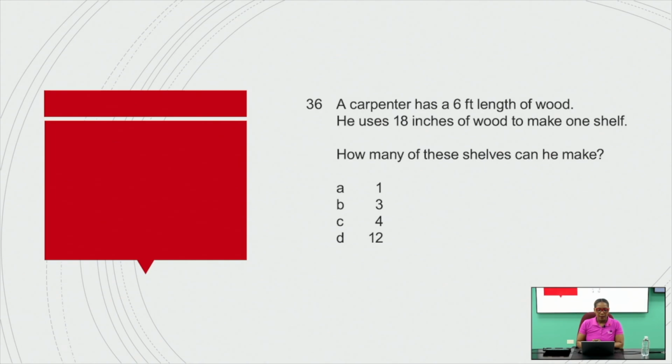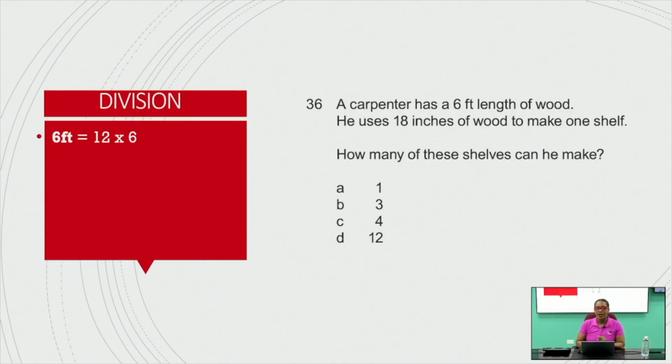We're getting there. A carpenter has a 6 feet length of wood. He uses 18 inches of wood to make 1 shelf. How many of these shelves can he make? 6 feet, and each shelf is 18 inches. So the first thing there, we need to get the inches and the feet to be better related. I'm not going to change the inches to feet. I'm going to do it the other way because I want to figure out how many 18 inches I can get. So we are going to multiply our 6 feet by 12.